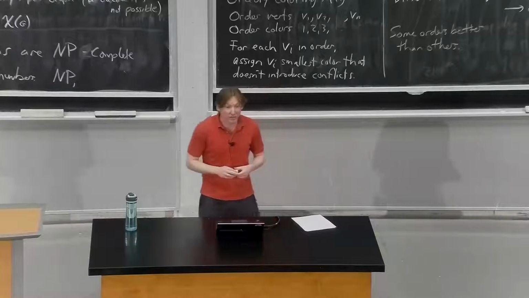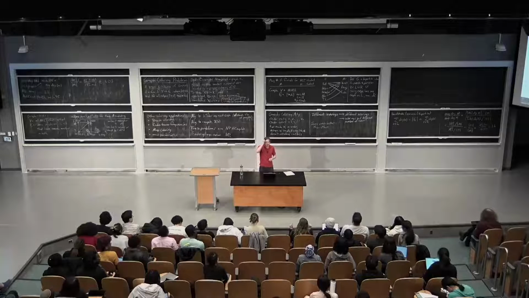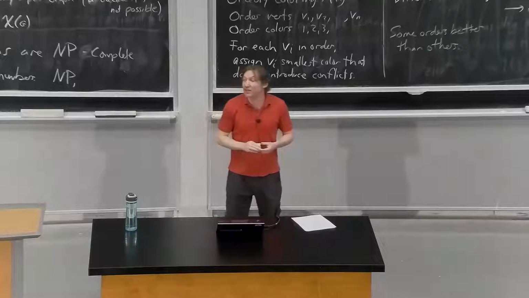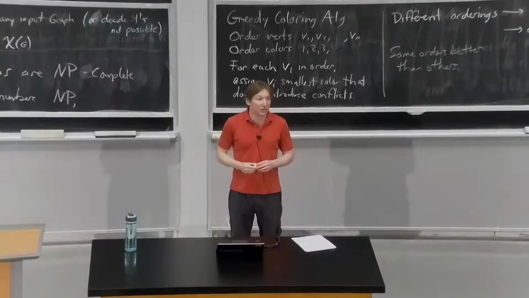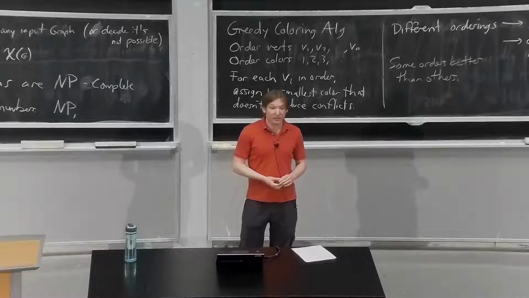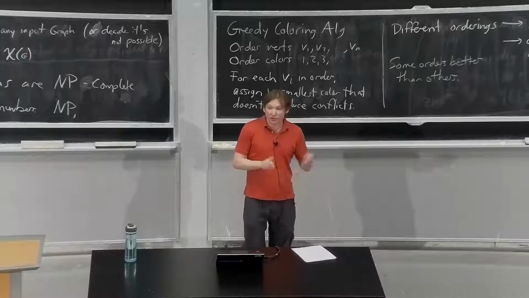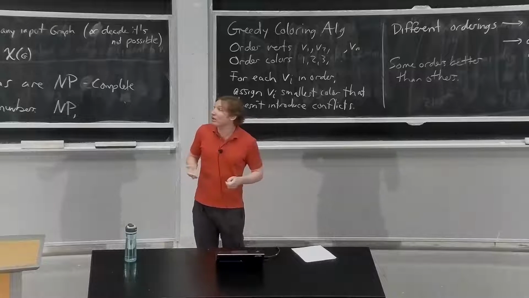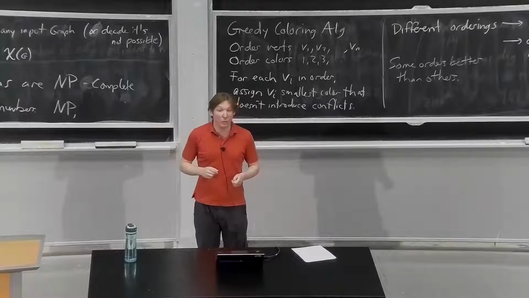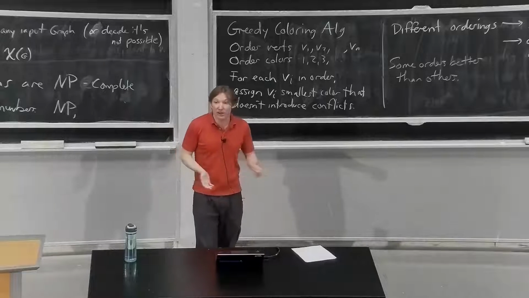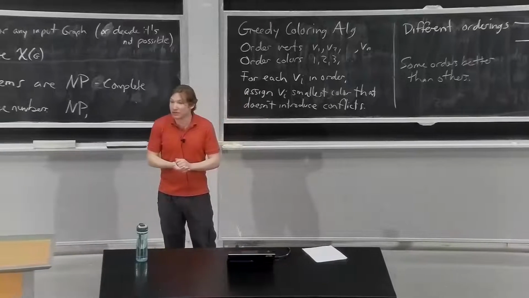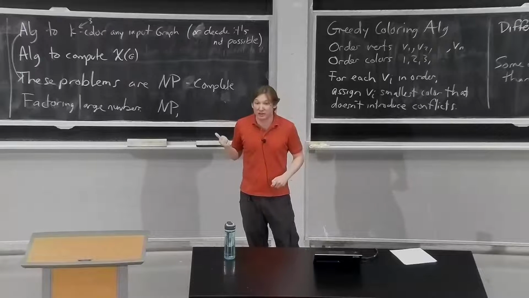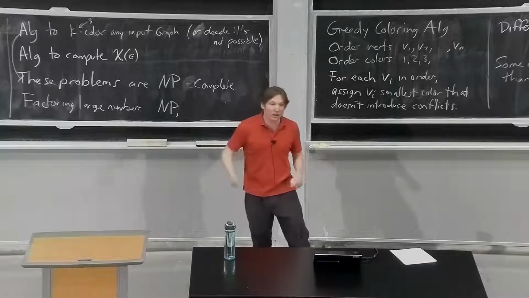Yes? If you try all orderings and then take the best one, the best coloring you get, will that be optimal? Good question. So there are sort of 2 questions in there. Can you get all colorings from this algorithm? And the answer is no, you can't get all colorings from this algorithm. For example, colorings that never use color 1, you can't get from this algorithm, because you're always going to use color 1 on the first vertex.